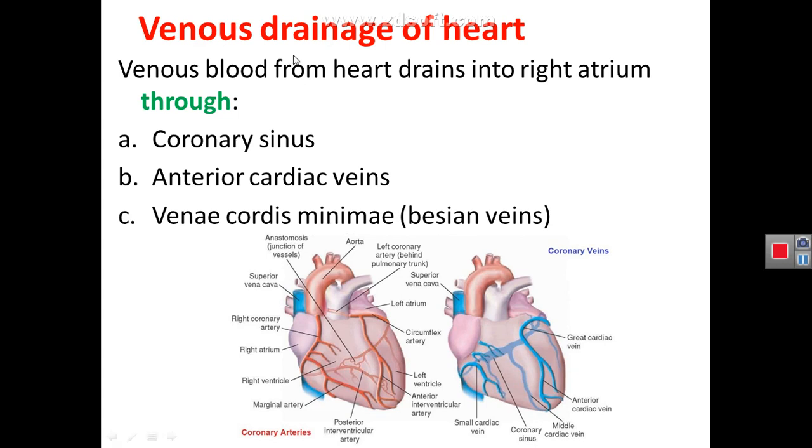So the heart venous drainage is via the coronary sinus, number one, anterior cardiac veins, number two, and small pits seen from inside in between the pectinate muscles and the trabeculae carneae in the atria and the ventricles, mostly in the right atrium and the right ventricle. These pits are called venae cordis minimae.